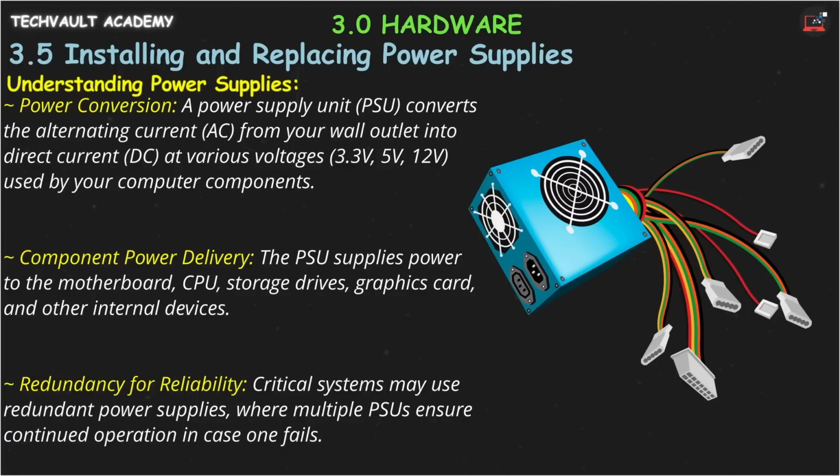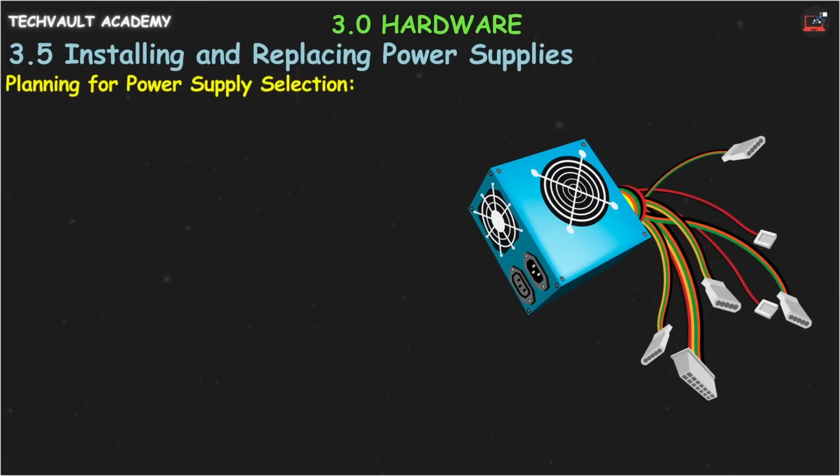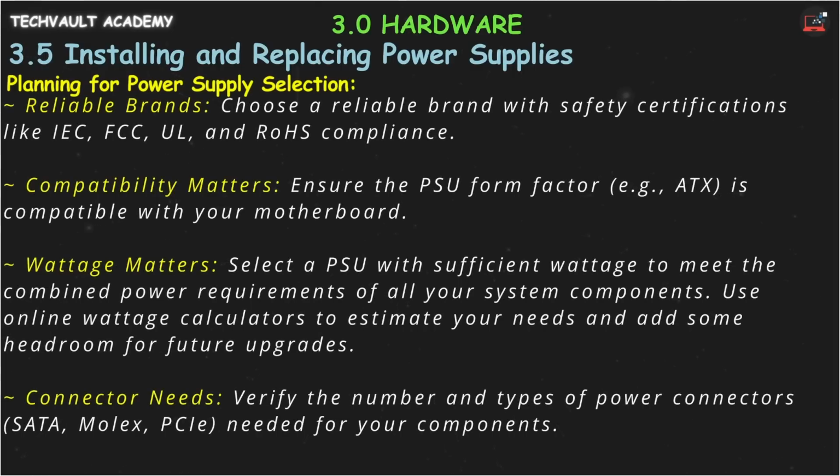Redundancy for reliability. Critical systems may use redundant power supplies, where multiple PSUs ensure continued operation in case one fails. Planning for power supply selection. Reliable brands. Choose a reliable brand with safety certifications like IEC, FCC, UL, and RoHS compliance.